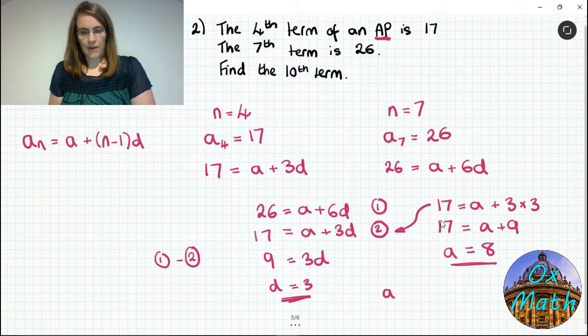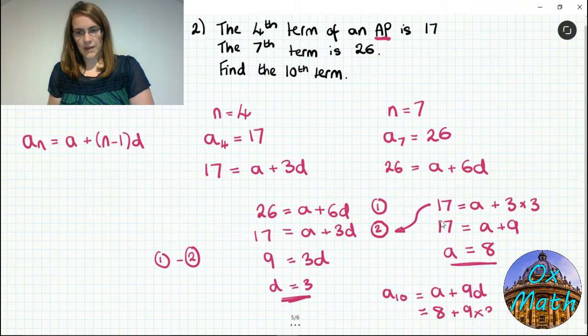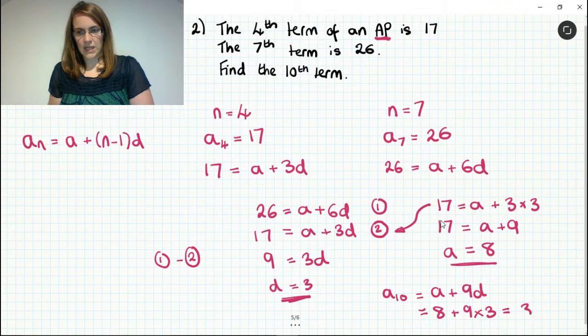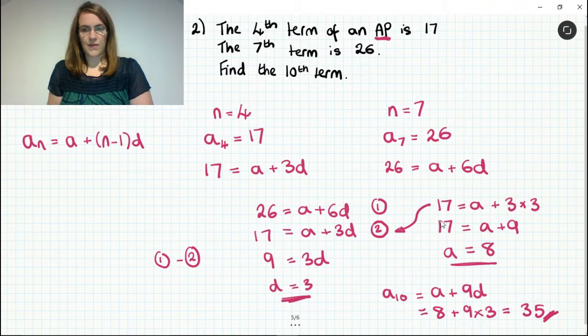So our 10th term is going to be equal to a plus 9d, because remember it's always 1 less than the term number, which is 8 plus 9 times 3, 27 add 8 is 35. So our 10th term would actually be 35.